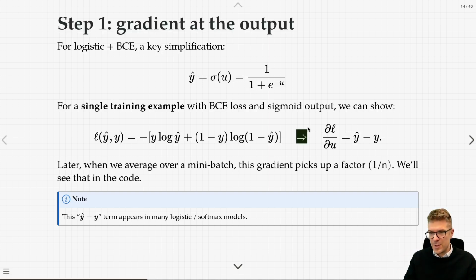But you can also just believe me, that the derivative of this loss function with regards to u is just y hat minus y. Super, super simple.